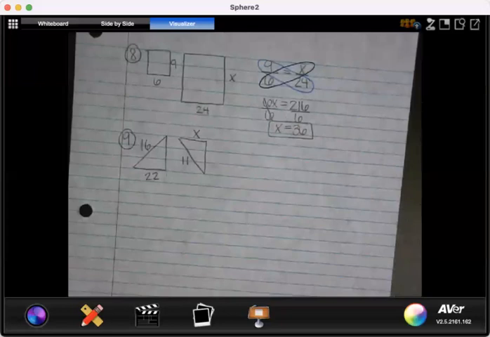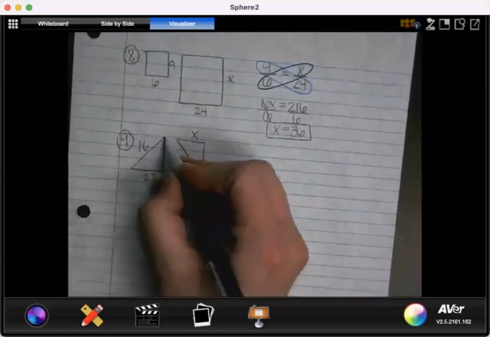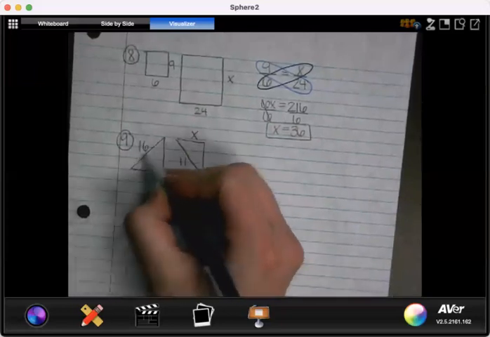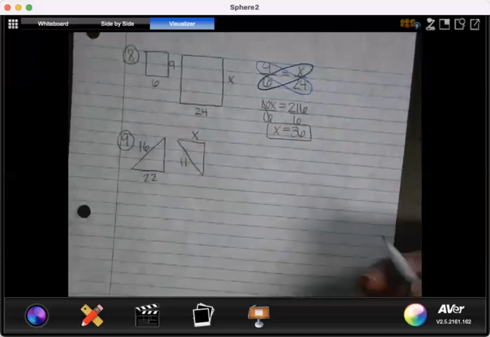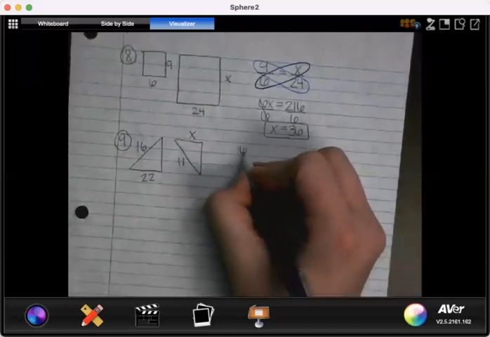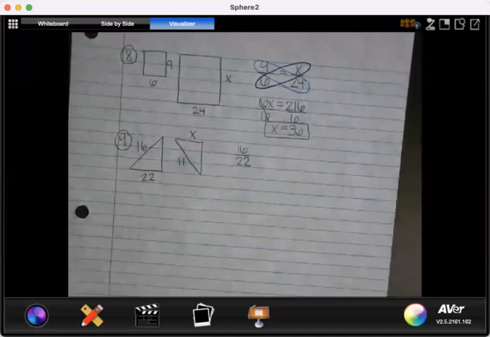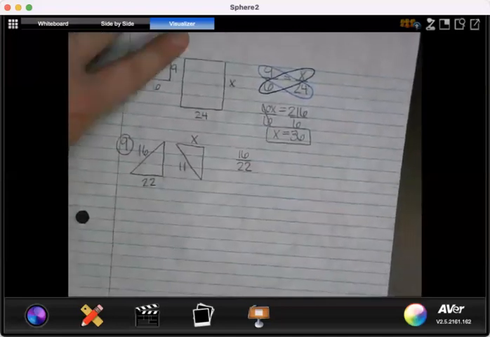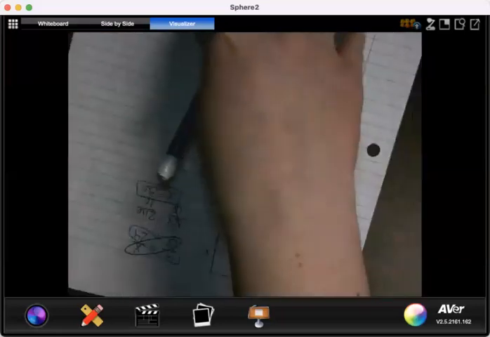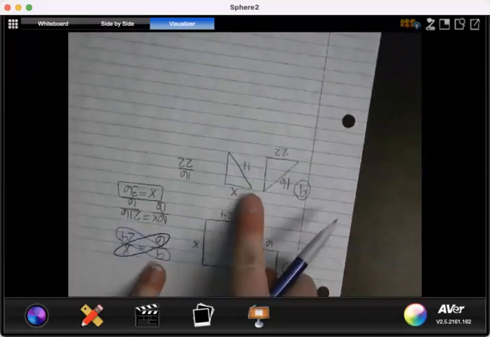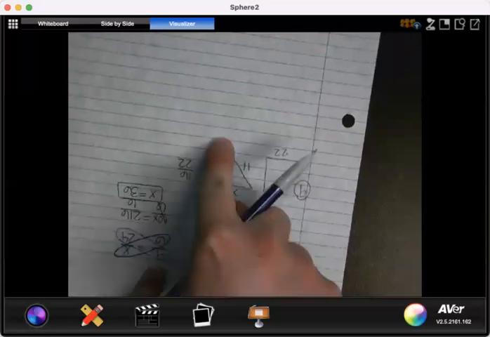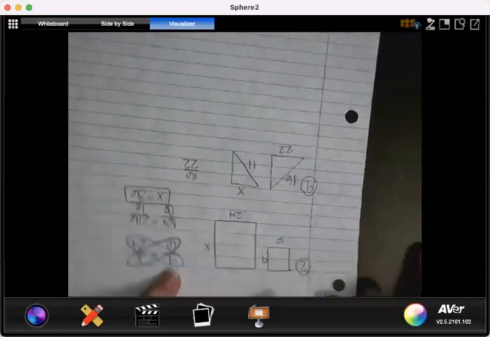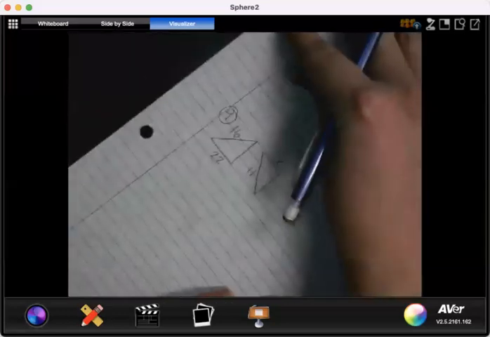So if we go ahead and try this one, 16 is the slanted side of this one, and 22 is the base of this triangle. So I'm going to say 16 divided by 22. Now, if I look at this triangle, it is kind of upside down, but you could always turn your paper around. So this is your base, and you'll see that now this is our slanted side. Technically anything could be slanted, but 11 is clearly not a base.